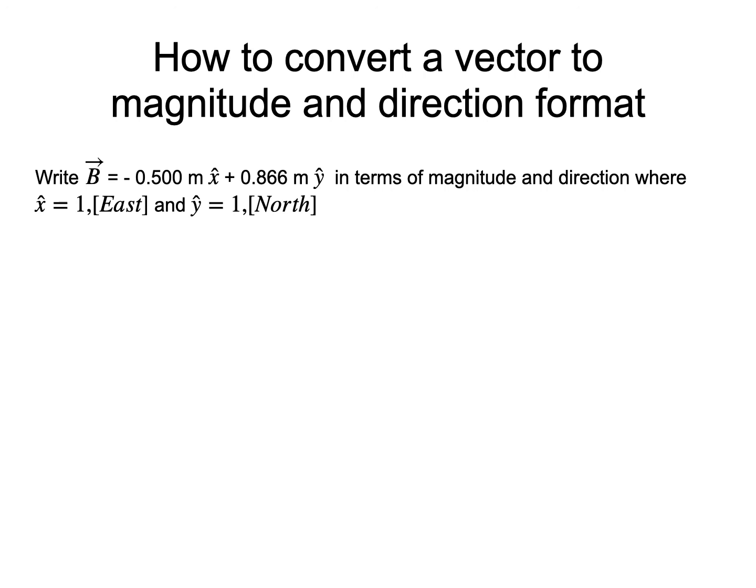My final example is about converting a vector given in component form to the same vector expressed in terms of magnitude and direction. The same set of reference directions as in the previous example is used here. Vector B is the result of the addition of a vector with a negative x component, so pointing westward, a direction opposite to the one of x hat, and a vector with a positive y component, so pointing northward in the same direction as y hat.